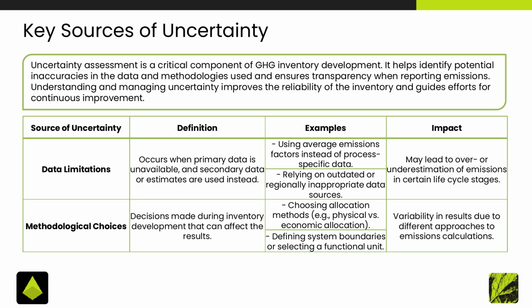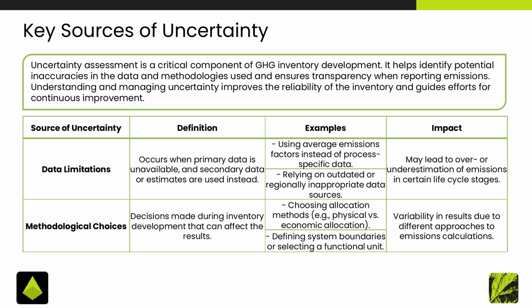Let's dive into the key sources of uncertainty in greenhouse gas inventories. These stem from data limitations and methodological choices. Data limitations arise when primary data is missing and you rely on secondary sources. For instance, using averages instead of process-specific data can lead to over- or underestimations in various life cycle stages.